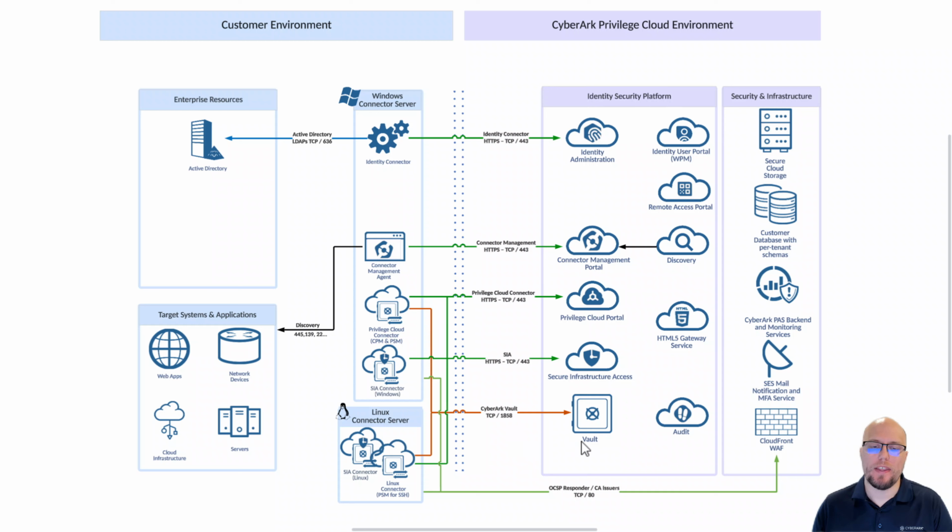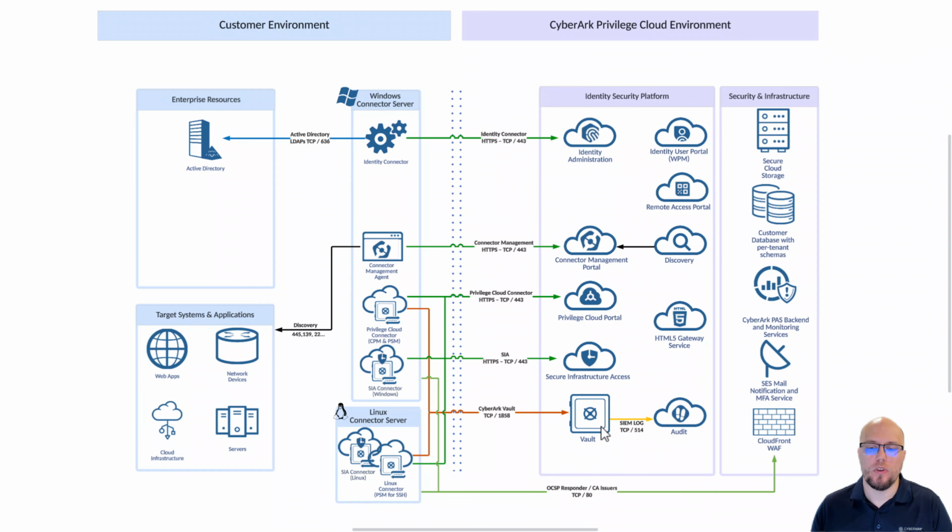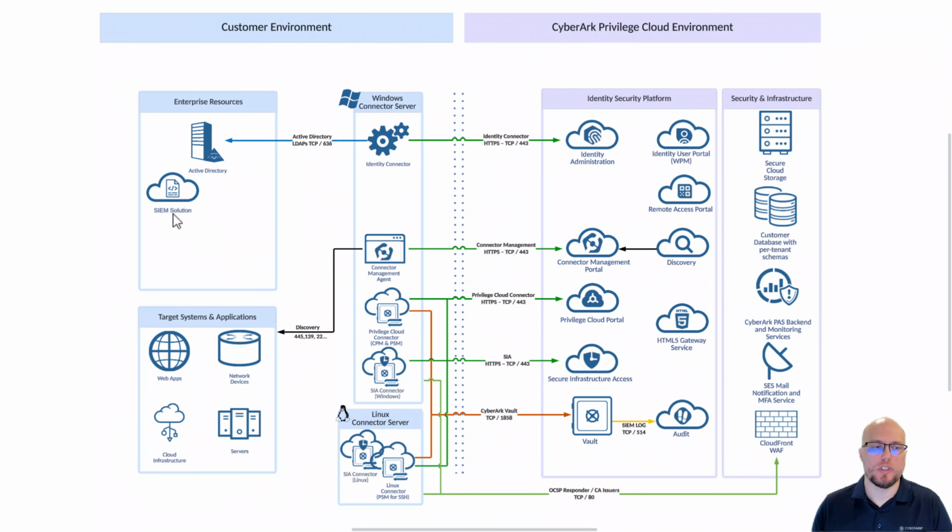So next I'll talk about the audit information. There's two ways we can achieve this. By default, the Vault logs, among other service logs, are sent to the audit service. And this is where you could see all the events that are happening in the CyberArk Privilege Cloud. Now, most environments will have an external SIEM. Check the documentation on which providers are supported. But basically, there are two ways you can achieve this.